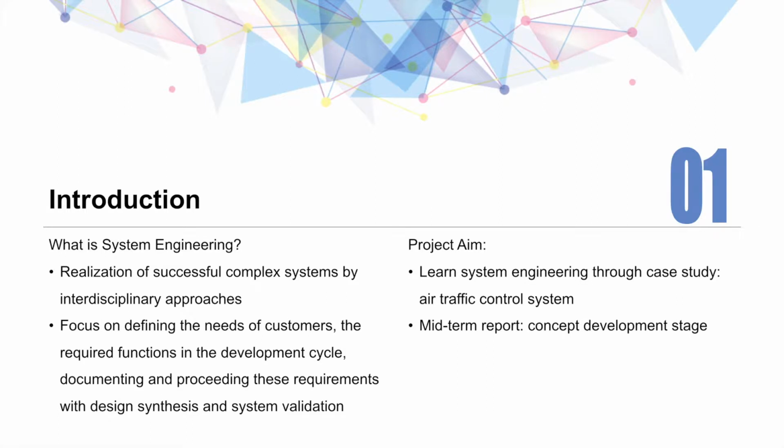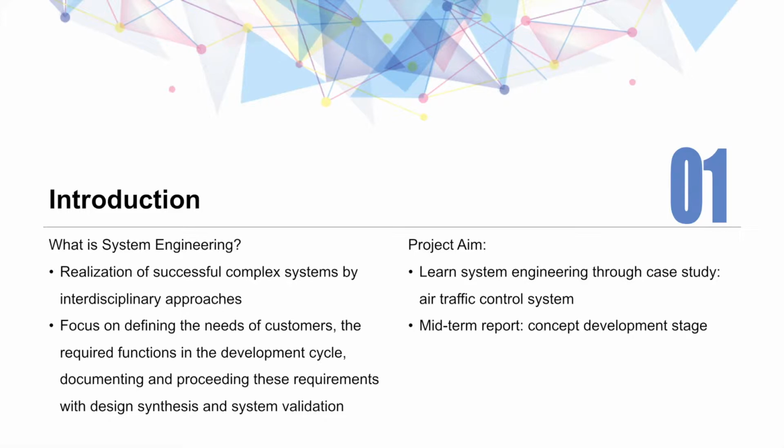A system can be seen as a set of interrelated components working together to reach a common goal. System engineering aims at the realization of successful complex systems by interdisciplinary approaches based on the consideration of the whole system. It will focus on defining the needs of customers and defining the required functions in the development cycle, and then documenting and processing these requirements with design synthesis and system validation.